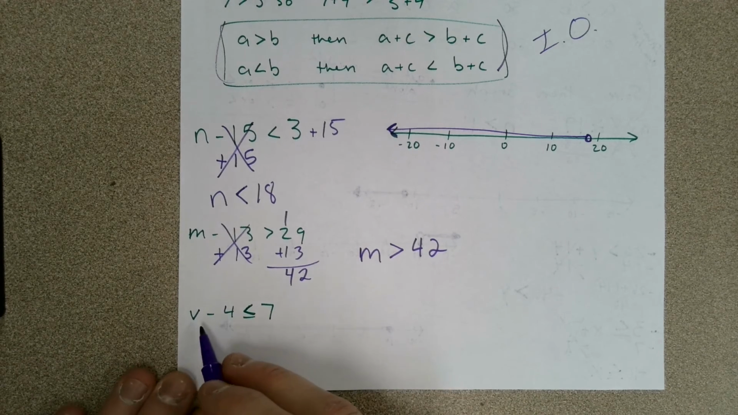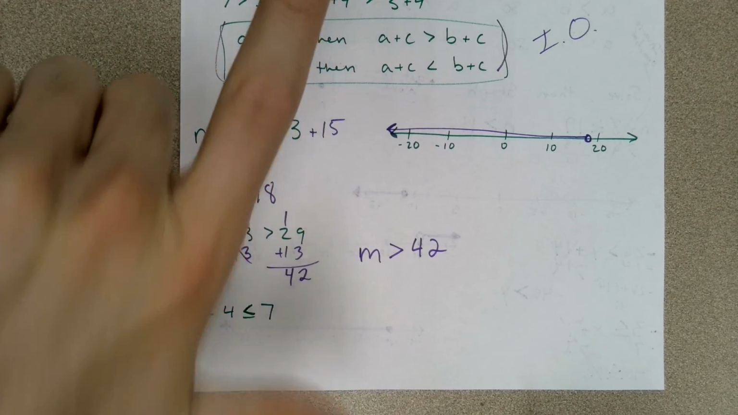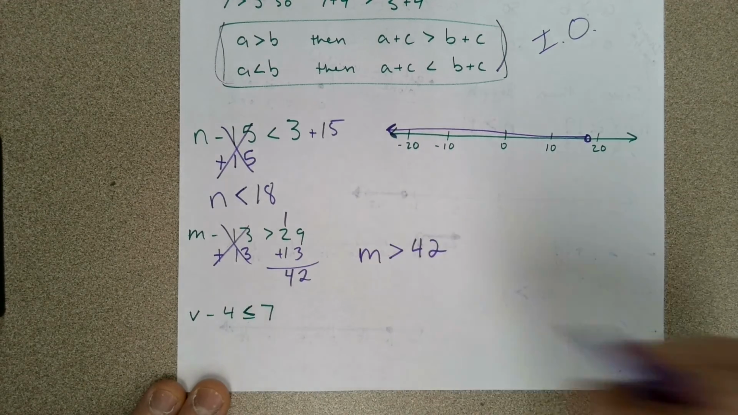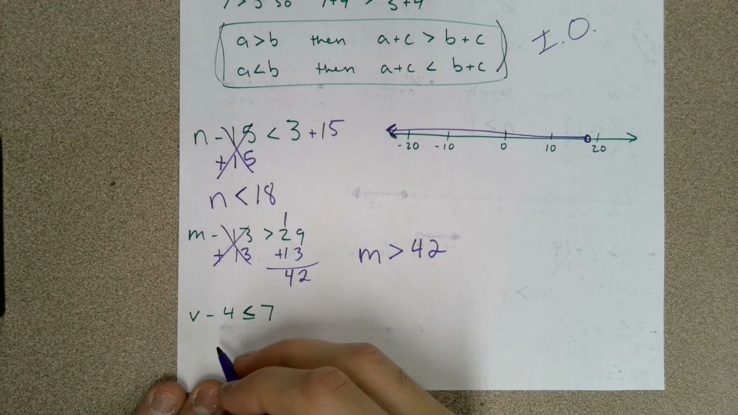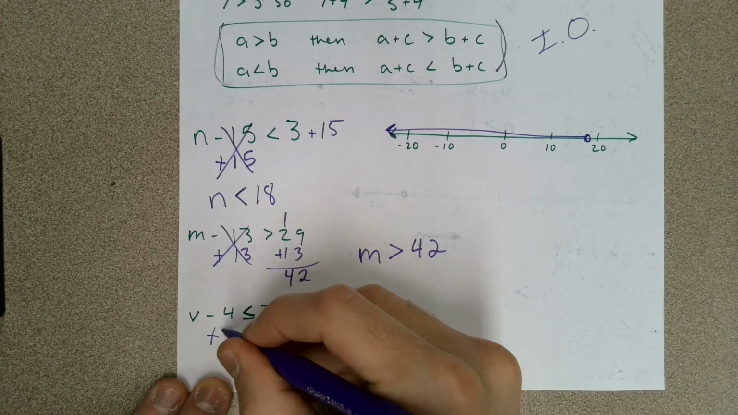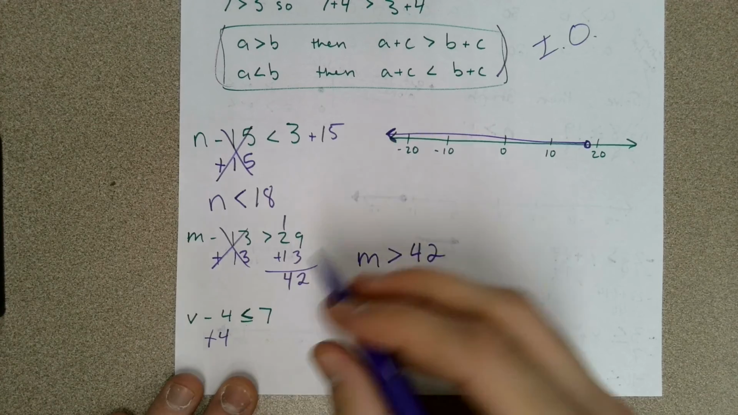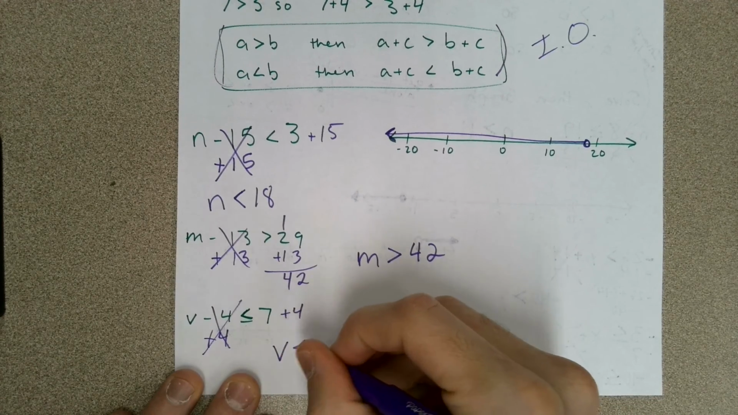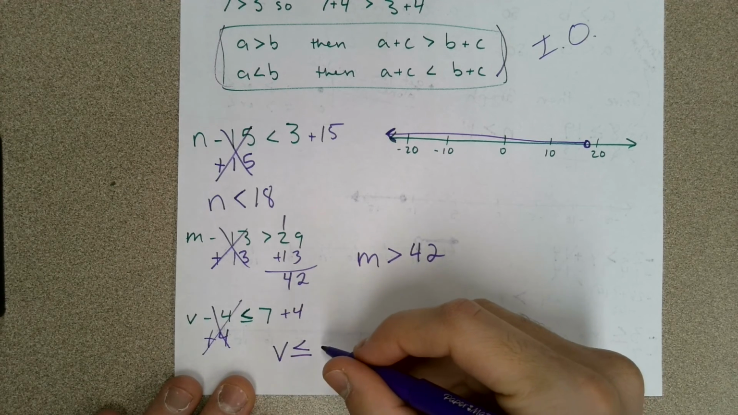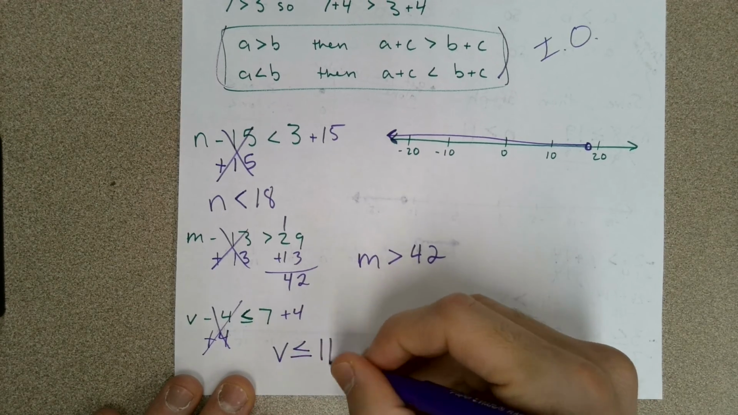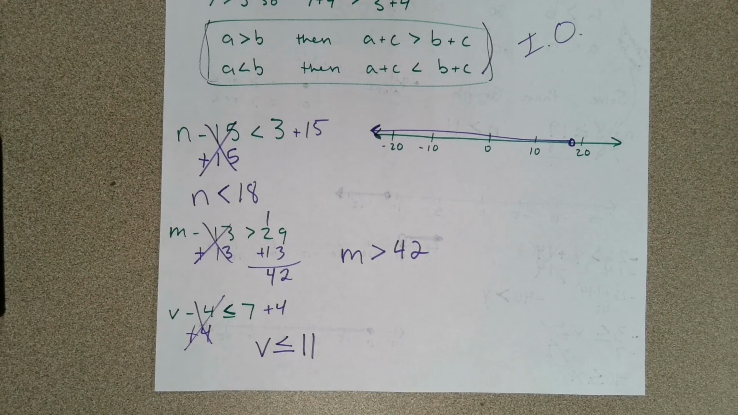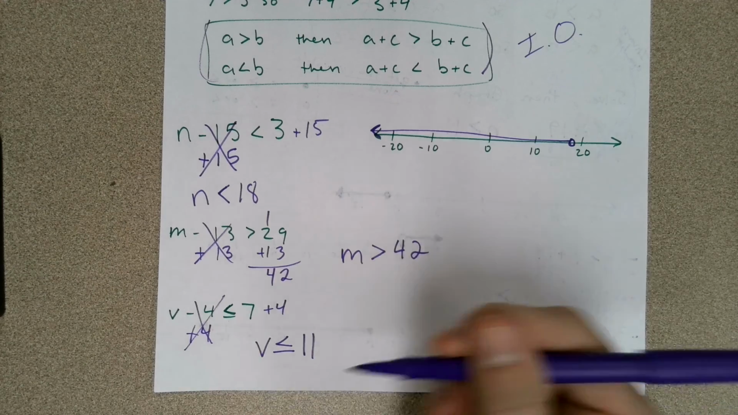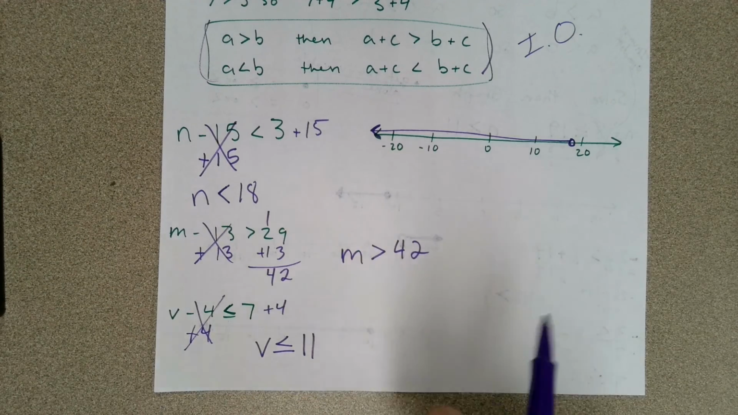Last one here. v minus 4 is less than or equal to 7. How do we get v by itself? We do the inverse operation. That's going to be probably thinking in your head, plus 4, plus 4. Whatever you do to one side, you already know it. We got to do the other. v is less than or equal to 7 plus 4 is 11. If v is less than or equal to 11, when we're graphing that, v is going to be smaller than 11. It would go this way.